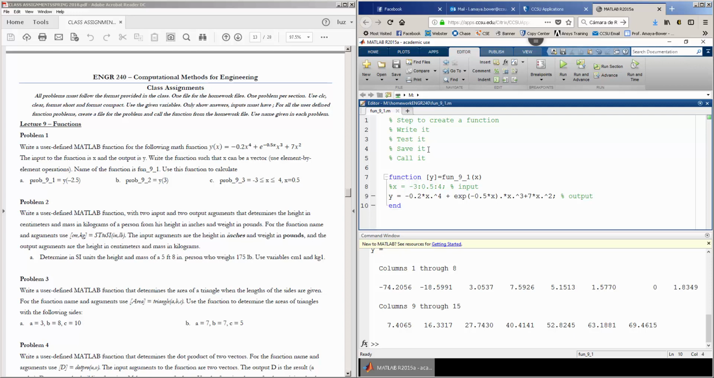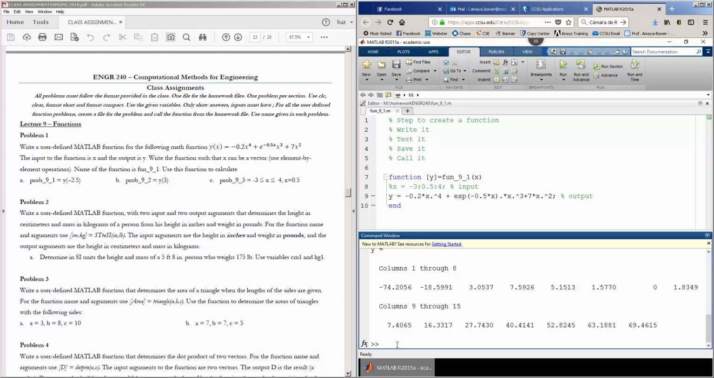And now to run it, to call it, we could call it from the command window. However, before you do that, you gotta ensure that the address where you saved it is exactly the address of the current window, which is not what we have. Notice that it has to be Homework Engineering 240. So once we have made them exactly the same, notice that this has to be exactly the same as this. Now we could call it.